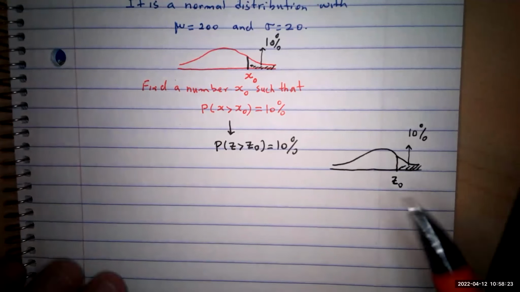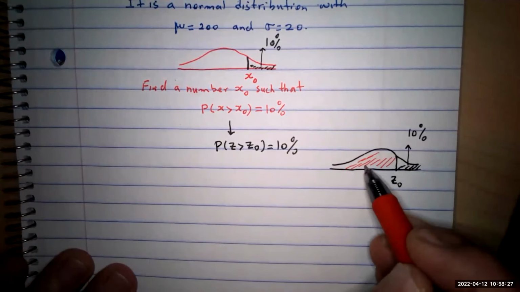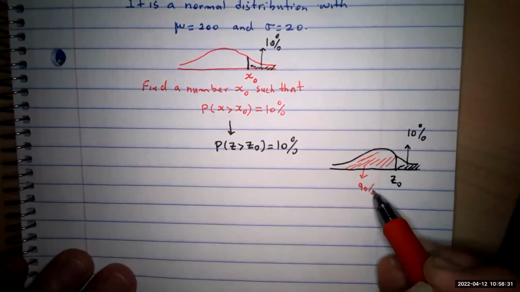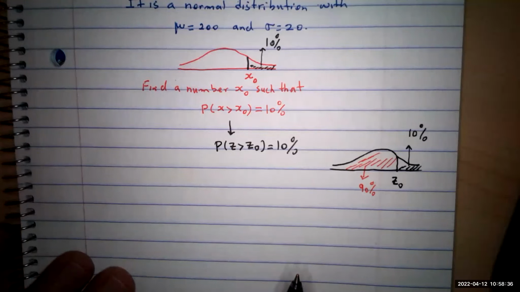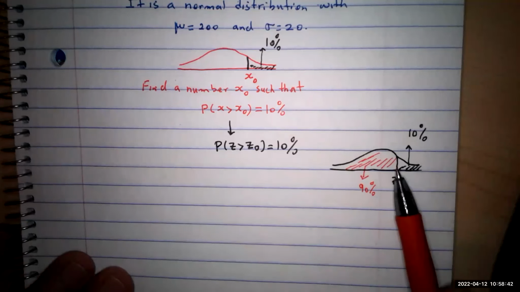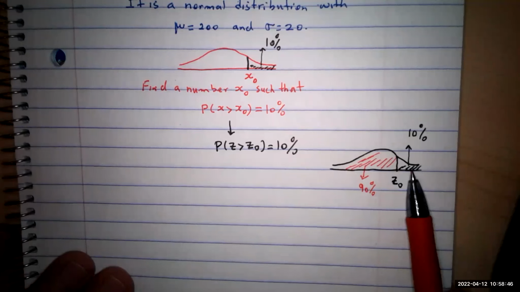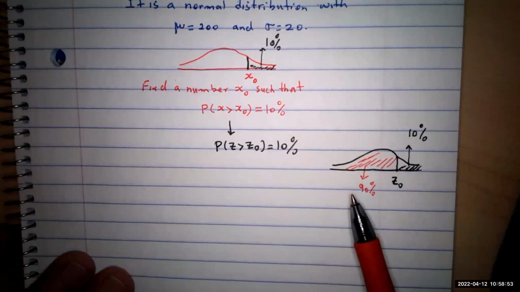So this area is going to be 90%. That's a crucial part of the problem. Most of the people pick that 10%. That's why I ask you to graph it. If you want to use your table, the z number gives you area to the left only. So this 10% is not the area to the left. 10% is the area to the right, so the area to the left would be 90%.